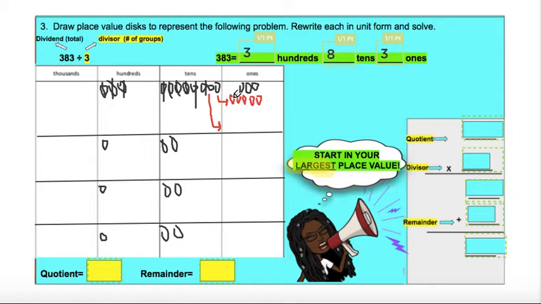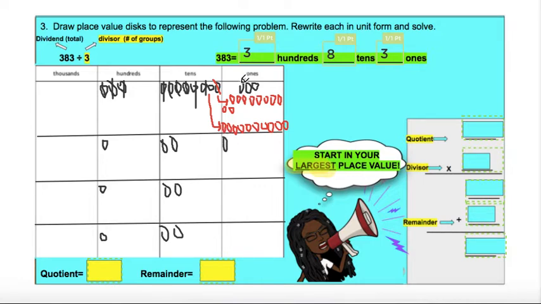So let's go ahead and unbundle 1 time. 1, 2, 3, 4, 5, 6, 7, 8, 9, 10. So this disc is gone. I just unbundled. Now let's unbundle our second disc in our tens. 1, 2, 3, 4, 5, 6, 7, 8, 9, 10. I now have 23 discs in my ones. Same as before. Let's go ahead and distribute them.